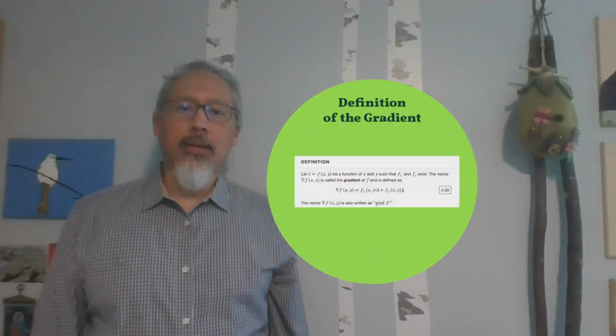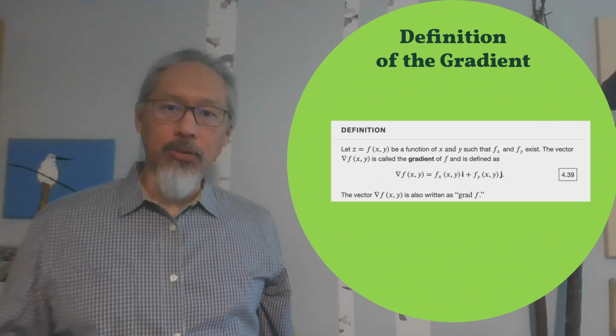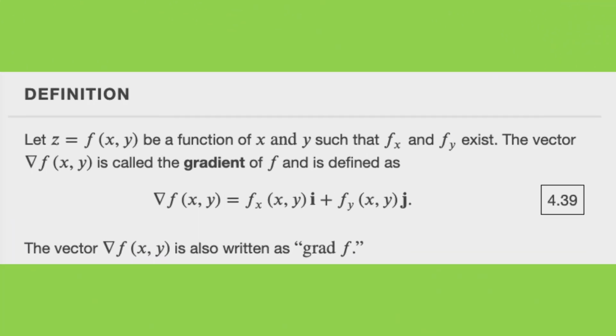Well, it turns out that f sub x and f sub y can actually form a vector, and if you put that in vector form, you get what's called a gradient. So the gradient is actually a vector. It's denoted by this upside down triangle. We'll see later on that this is called del, but if you put that with f, it's called grad f. So the gradient of f is really f sub x comma f sub y as a vector in 2 dimensions.